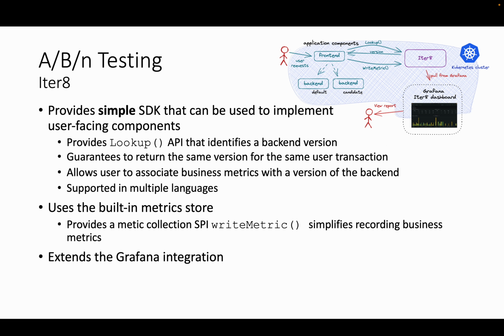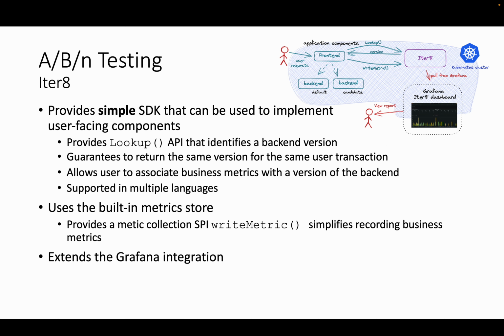To address this challenge, Iter8 provides a very simple SDK that can be used to implement the front-end component. It provides a routing API lookup that identifies a back-end version that should be used for interactions. The routing API guarantees to return the same back-end version for the same user session. This allows a front-end component to know that it is communicating with the same version of the back-end component, and therefore to associate a business metric with this version.